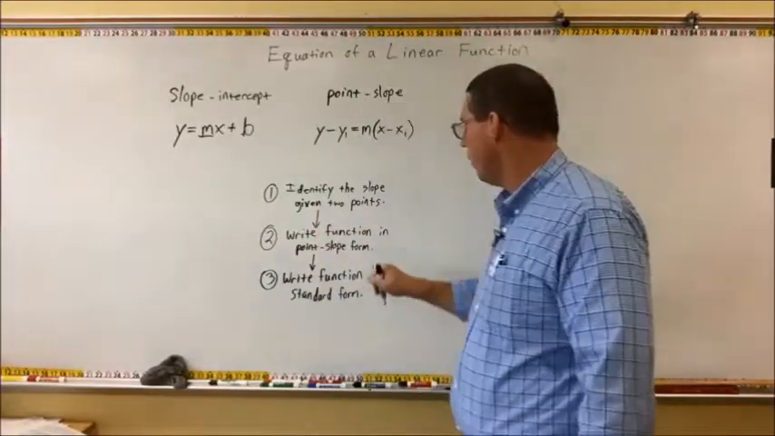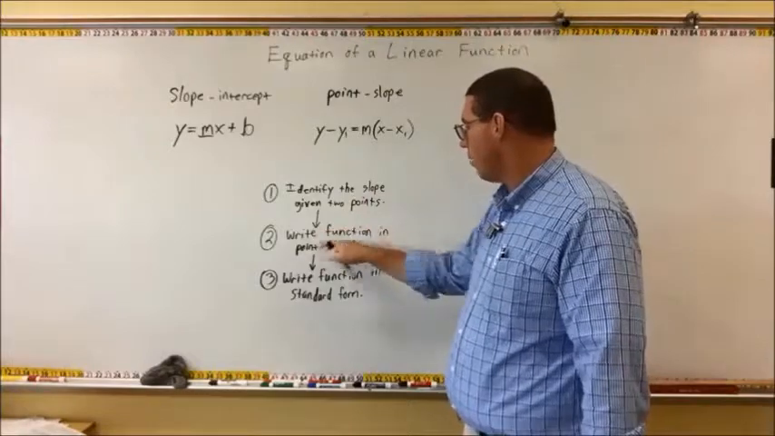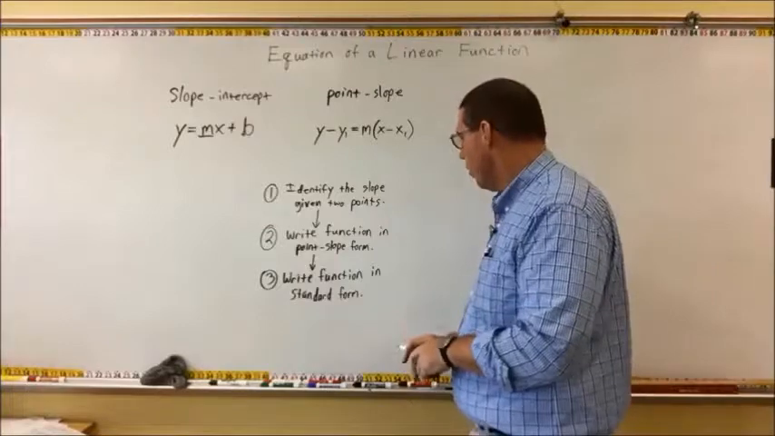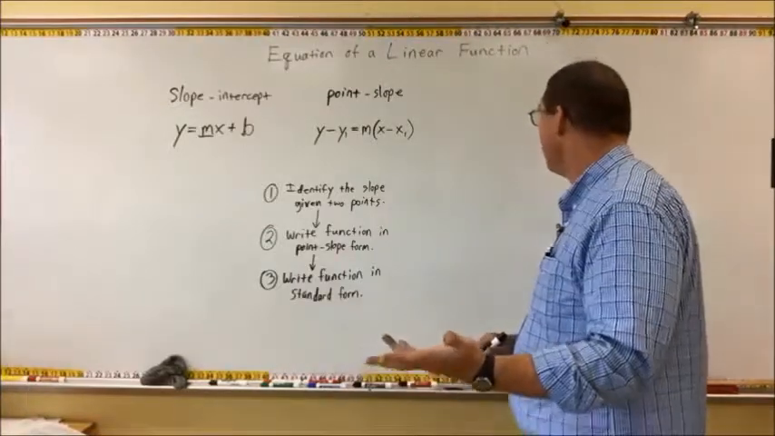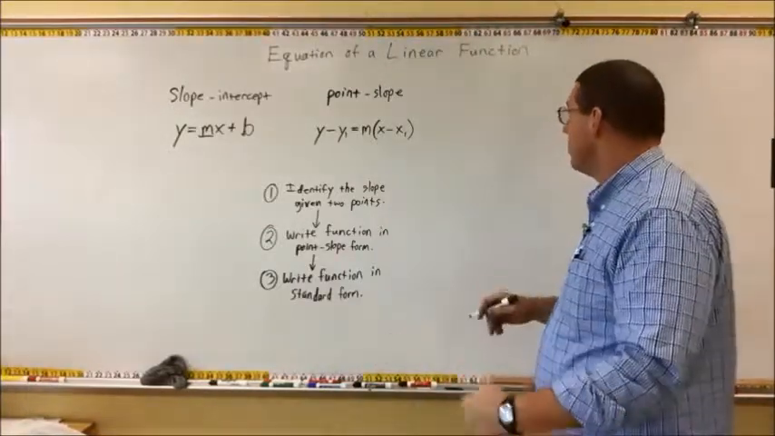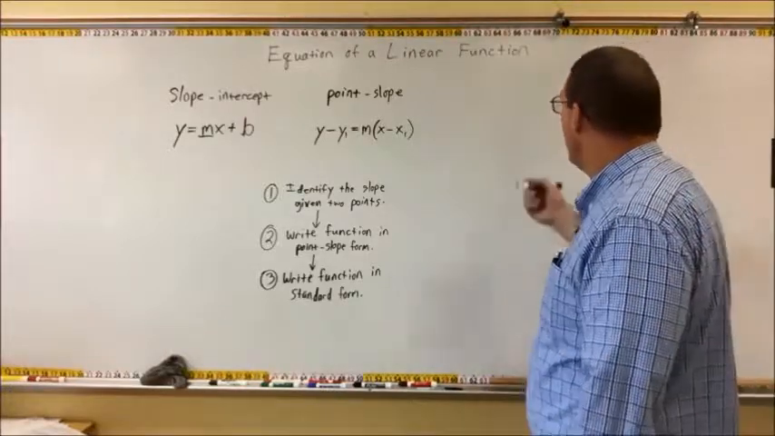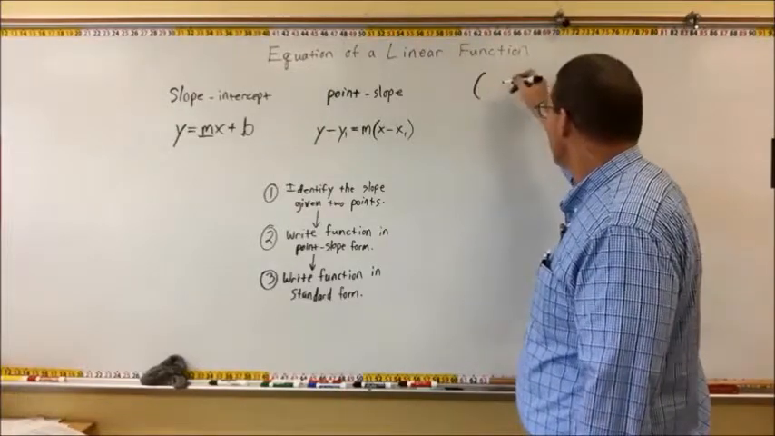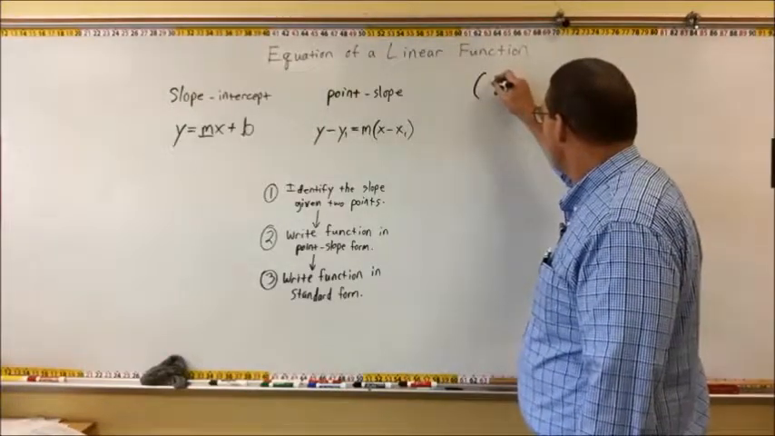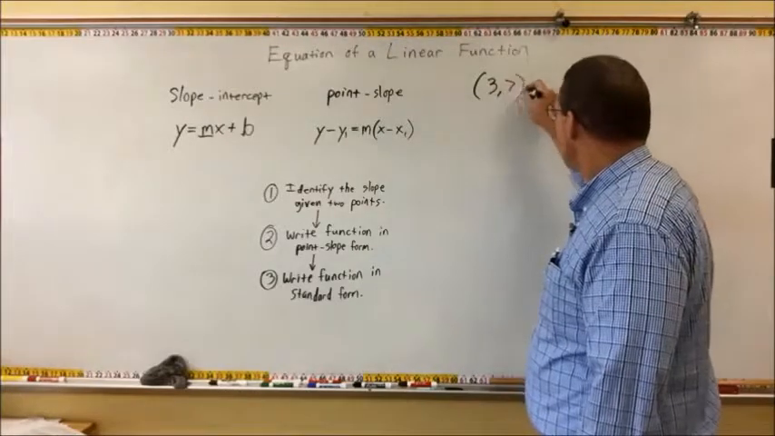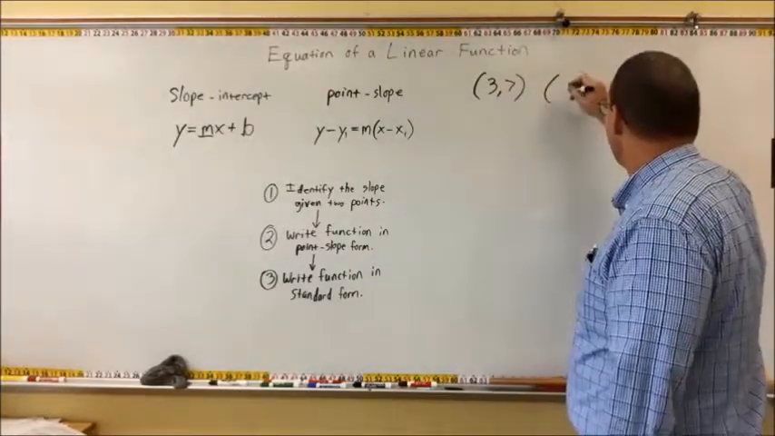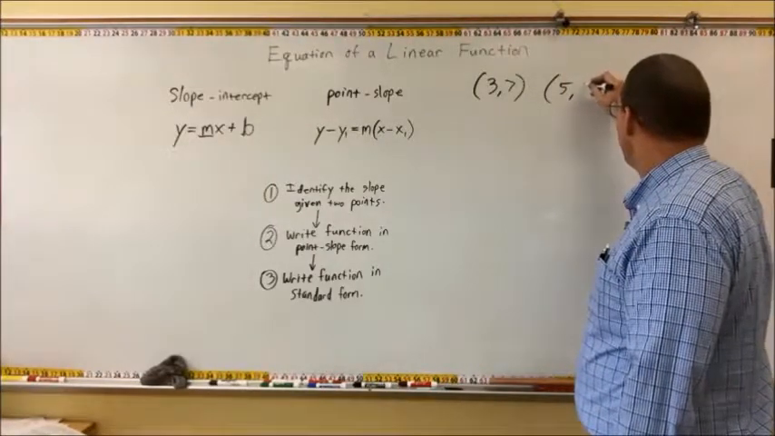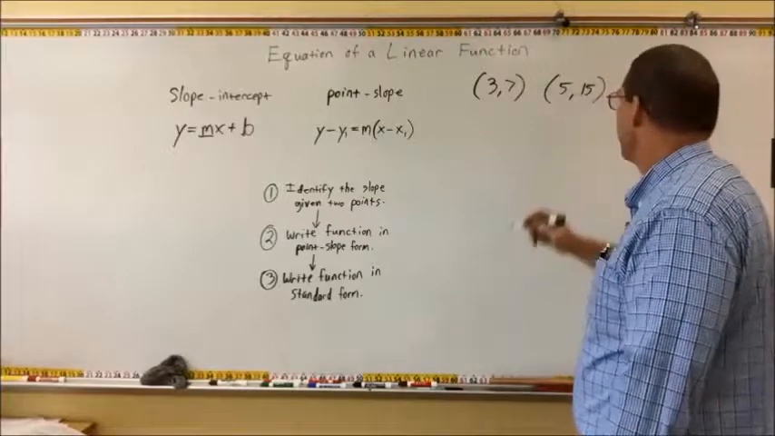Then, once you have the slope, you just take one of the points and you write the function in point-slope form, and then you can write the function in standard form. Okay? All right. So how are you to find the slope of a line? Well, the formula for the slope of a line, if you have 2 points, let's say you're given the points 3, 7, and the other point is 5, I don't know, 5, 15. Let's make it that, okay?